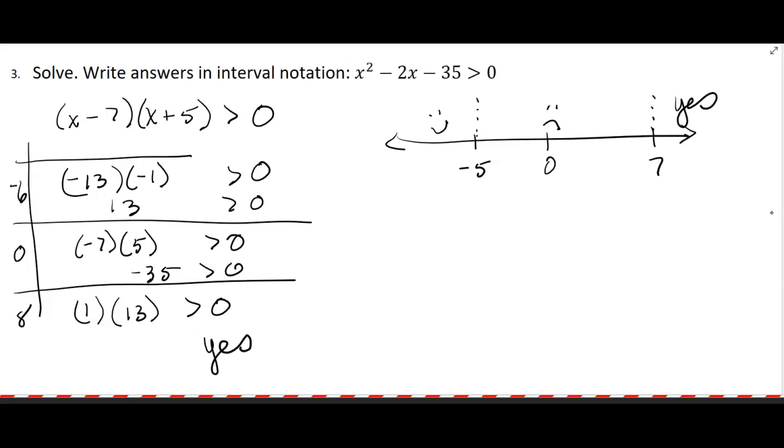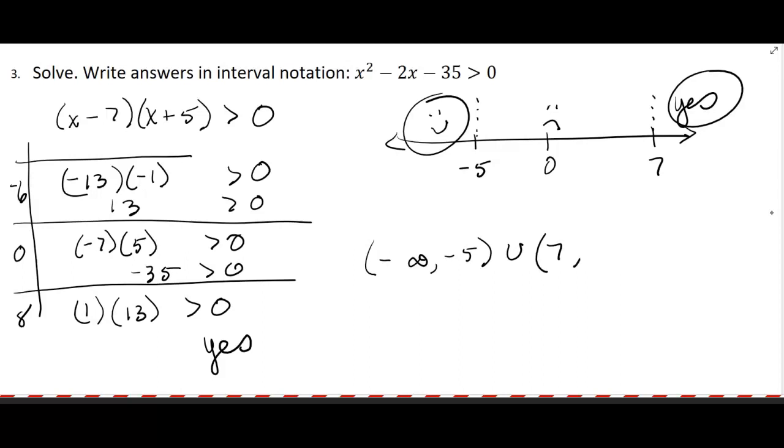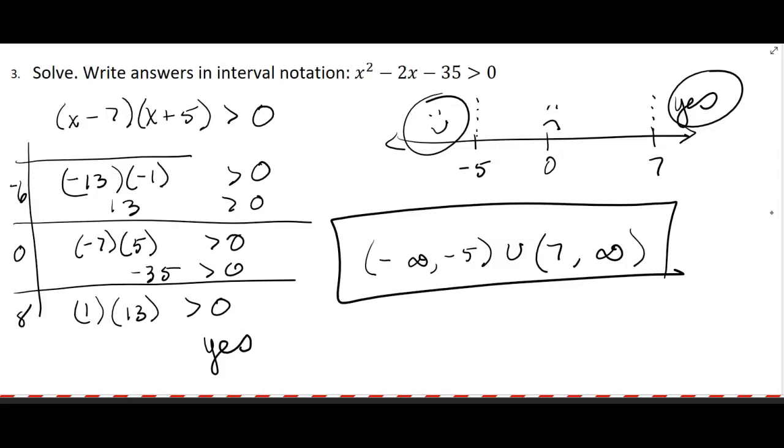And so you get the sections. I'm terribly inconsistent. Here we've got a smiley face and a yes. Okay, but we don't want that middle section. So from negative infinity to negative 5, unioned with 7 to infinity. And that would be the answer in interval notation.